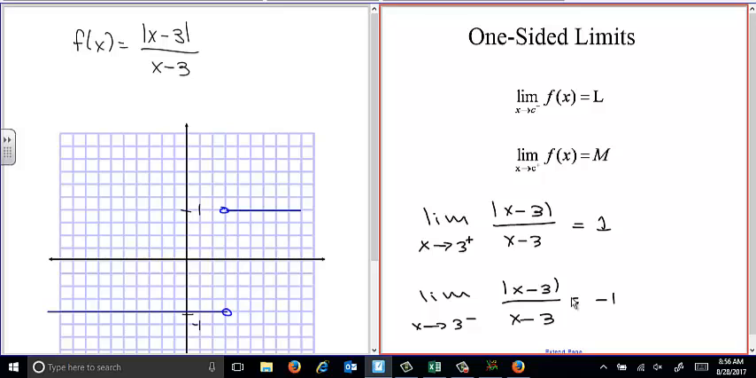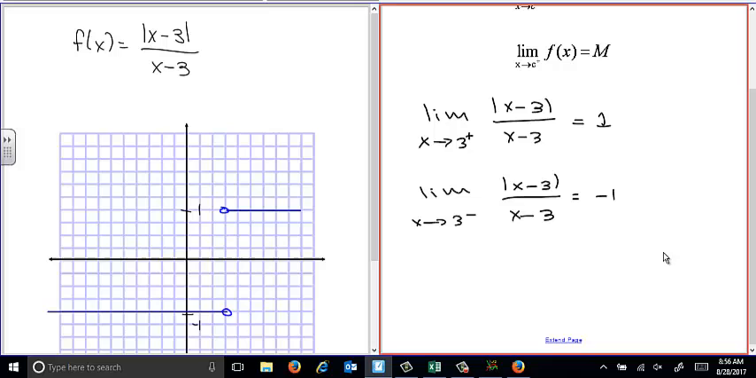Now, if you have the case where the left-hand limit does not equal the right-hand limit, then the actual limit at x equals 3 does not exist. So we can write that out as well. So the actual limit, if I said what's the limit as x approaches 3 without any plus or minus of this ratio of absolute values, what is that? We'd say it does not exist.